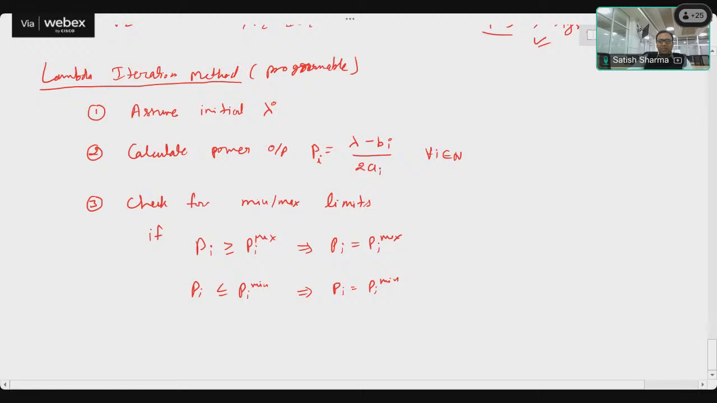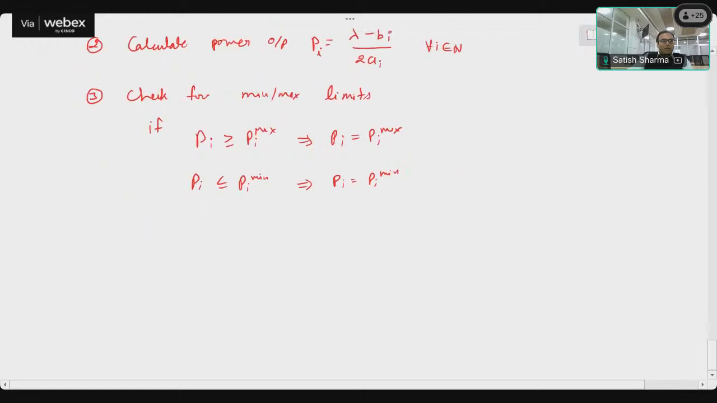So once we have identified this, we will calculate the error. Once we have enforced these limits, we will calculate some error, and that error will be whatever is the demand minus the summation of all the Pi's. Okay, so we will calculate that, and then once the error has been calculated, let's look at this particular example which we discussed earlier.